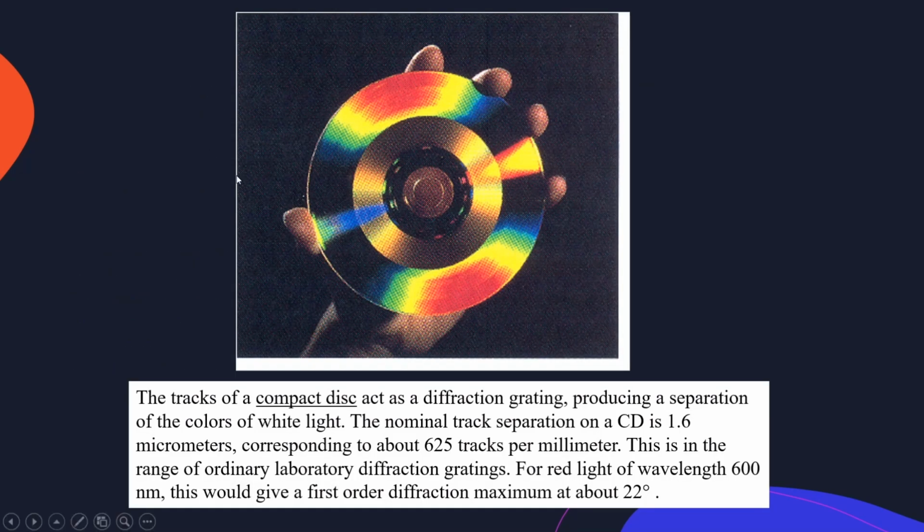Another explanation: let's say we have the tracks of a compact disc. As we know, the compact disc can act as a diffraction grating, and it can produce a separation of the colors of white light. This is extra information for you: for red light of wavelength 600 nanometer, this would give a first order diffraction maximum at about 22 degrees.